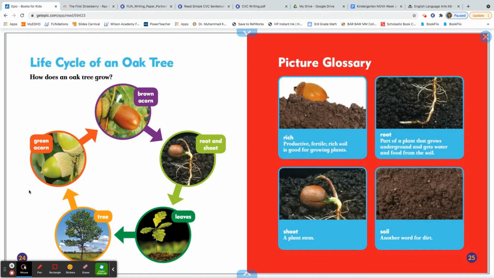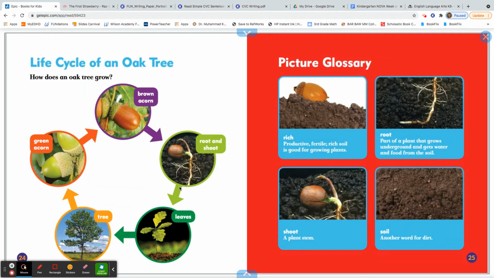I'd like you to pause the video so that you can keep looking at this page, and I would like you to talk about this life cycle. Okay, remember, that means it starts as a brown acorn in the fall. Then it grows under the soil, gets a root and a shoot. It sprouts, popping up through the soil, gets leaves. After a long time, it grows into a tree that makes its own acorns. And then the cycle repeats. It goes over and over again. See if you can try to explain some of that to your learning coach on your own.